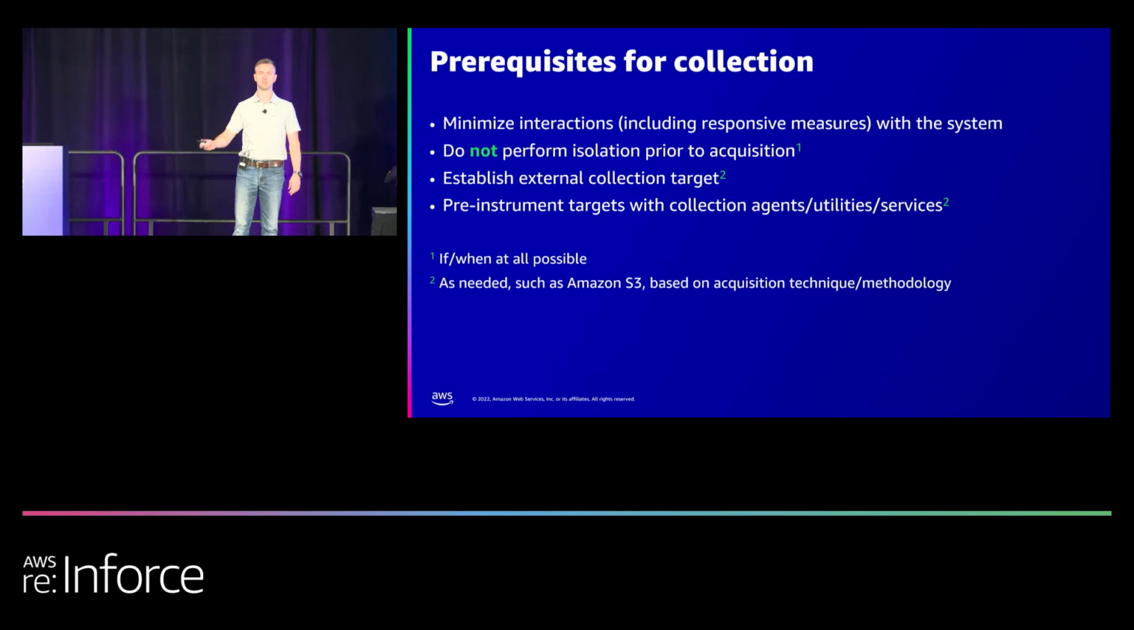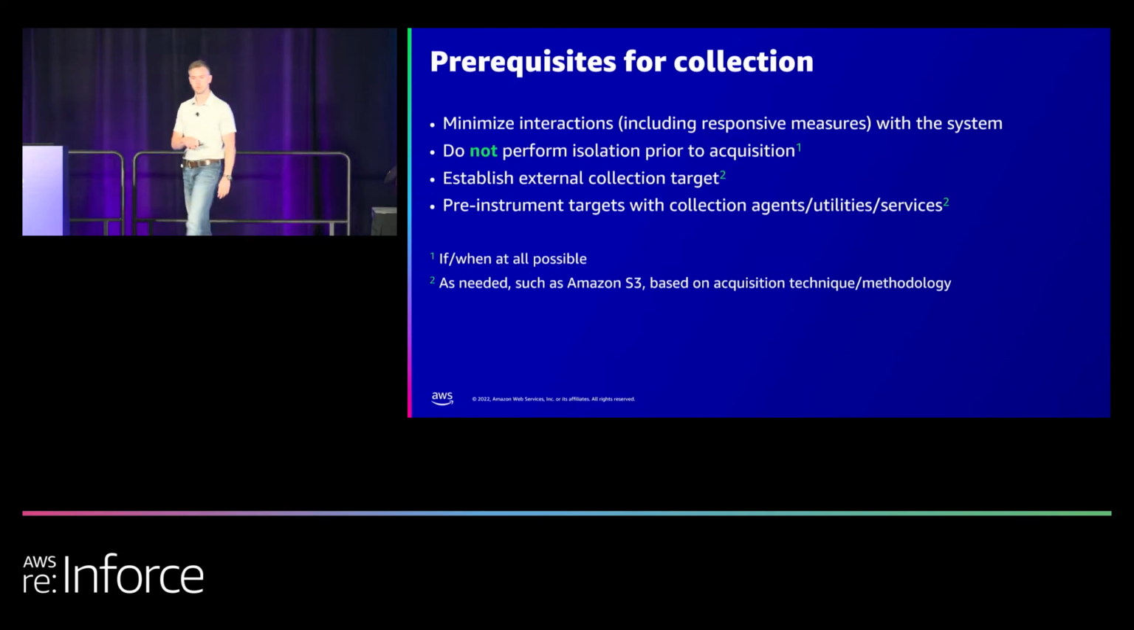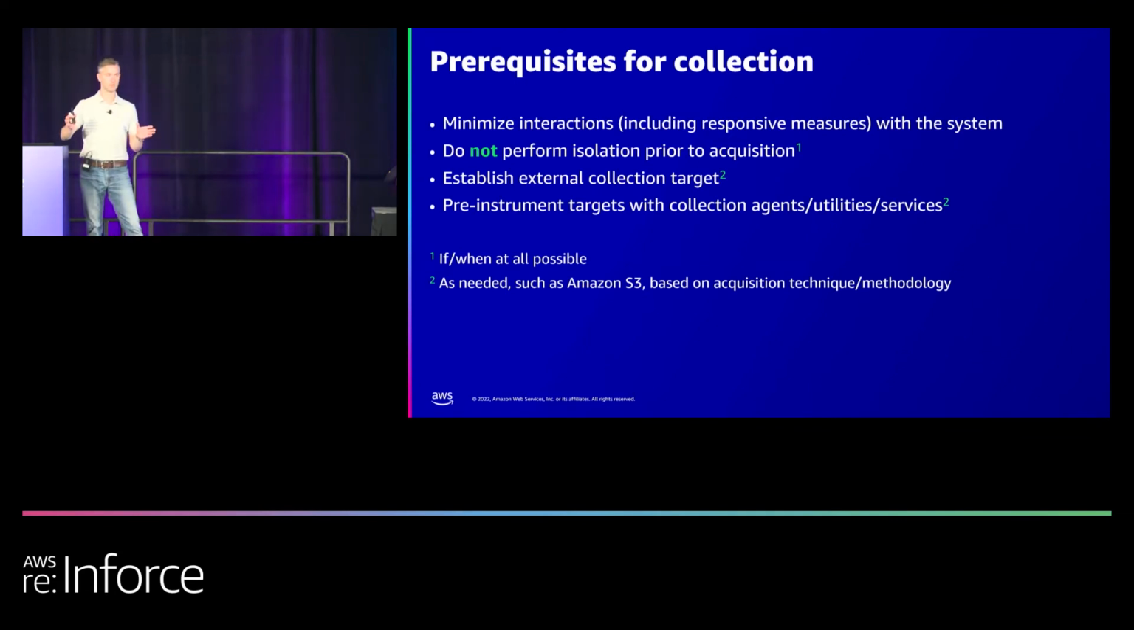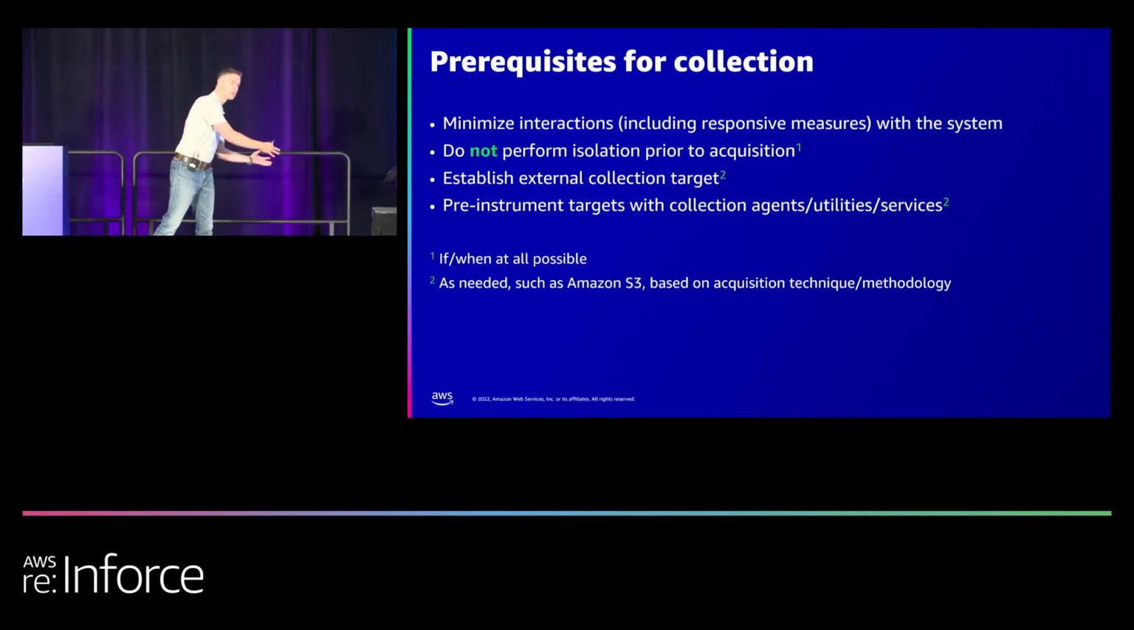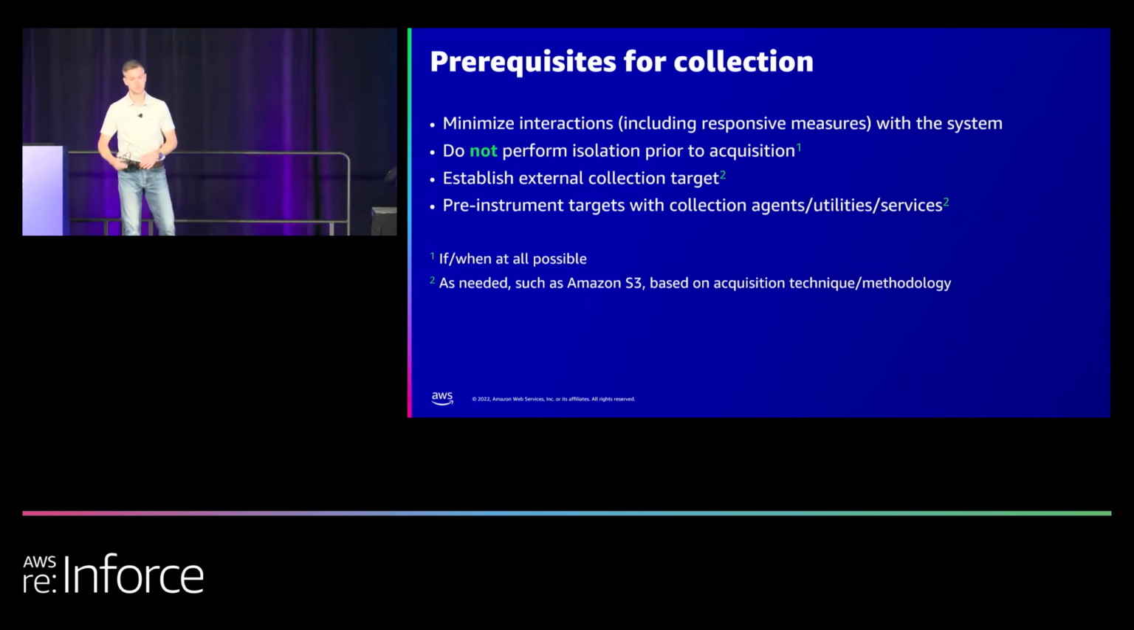We don't want to be writing memory to the source disk of the compromised system, because that would overwrite data on the system, right? So we want to make sure that we have some external collection mechanism and capability, so when we collect this memory, we're writing it out there and we're not writing it to the source system, right?